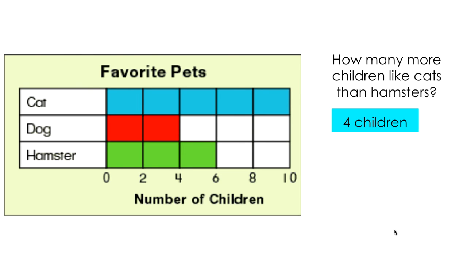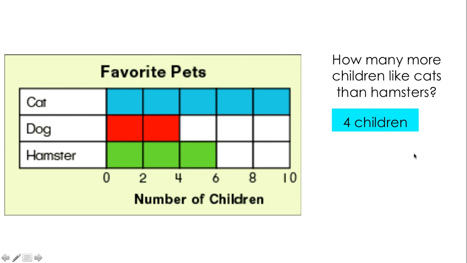Hopefully you chose 4 children. If you didn't, the way that you would get this is it says how many more. So I know if it's how many more, I'm going to be finding the difference, and I have to find it between cats and hamsters. Looking at cats, cats has 10, hamsters has 6. The difference between those two, 10 minus 6, would give you 4.